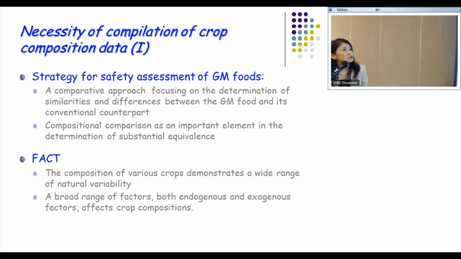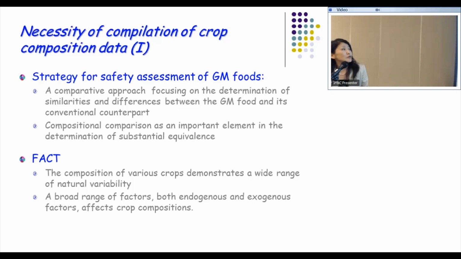In response to, well, as I have talked so far, the comparative approach is considered a strategy for safety assessment of GM food, in which the determination of similarities and differences between the GM food and its conventional counterpart is performed. And for the comparative approach, the compositional comparison is an important element.